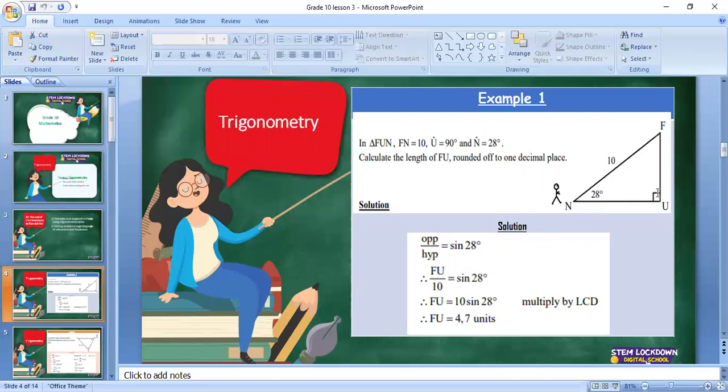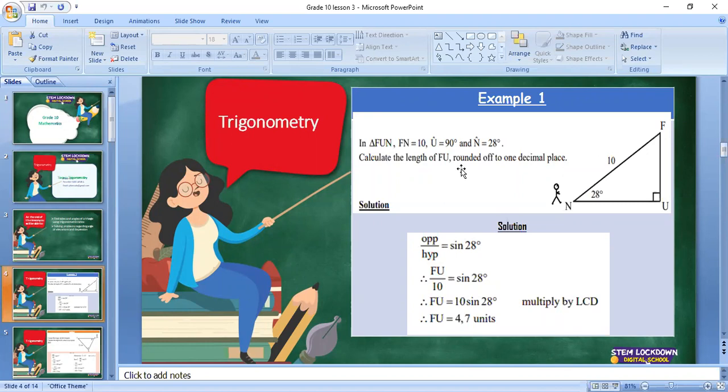So this is our FU here. How do we use trig ratios to find FU? Remember we talked about our three ratios: sine theta, cosine theta, and tangent theta, or tan theta. Sine theta is opposite over hypotenuse. We talk about SOHCAHTOA. The cosine is equal to adjacent over hypotenuse, and then the tan equals opposite over adjacent.